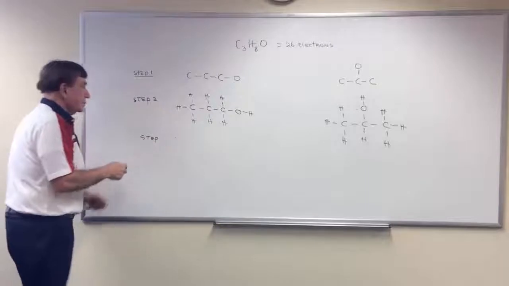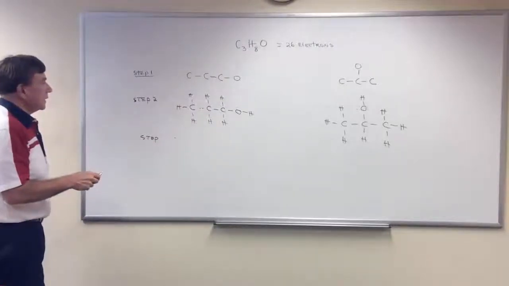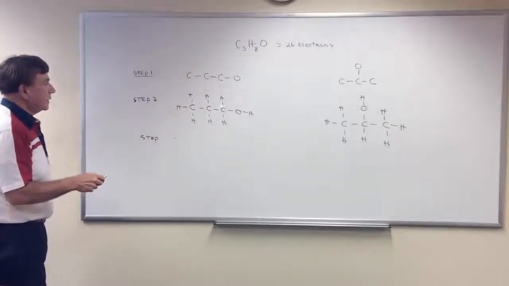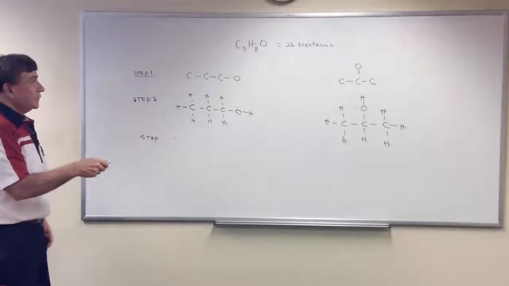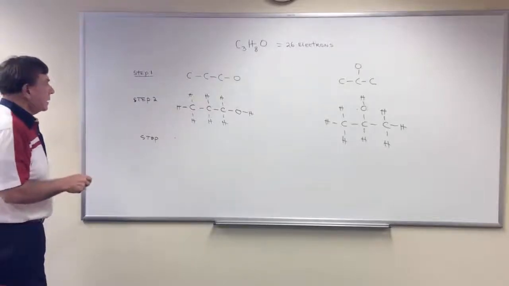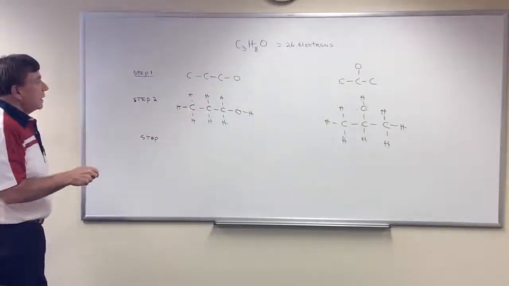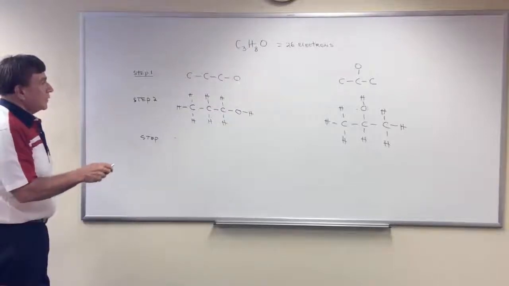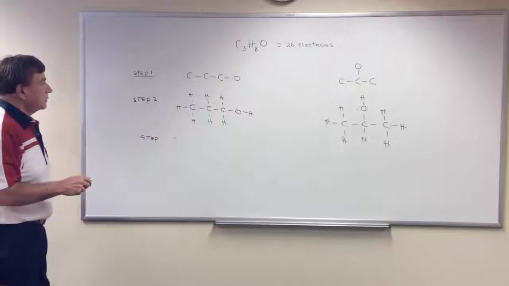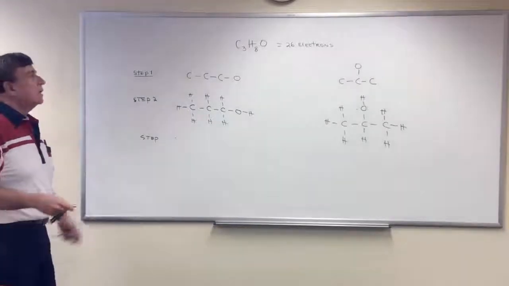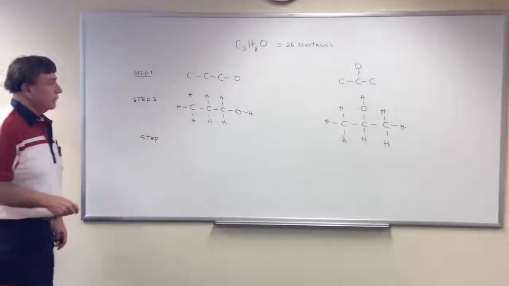We have 2, 4, 6, 8, 10, 12, 14, 16, 18, 20, 22, 24, 26. So it satisfies that first criteria. Now let's count the number of carbons. Obviously there's 3. Obviously there's 1 oxygen. So far so good. Now the critical one, the hydrogens. 1, 2, 3, 4, 5, 6, 7, 8. That is an acceptable structure.